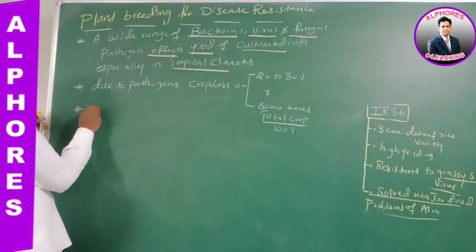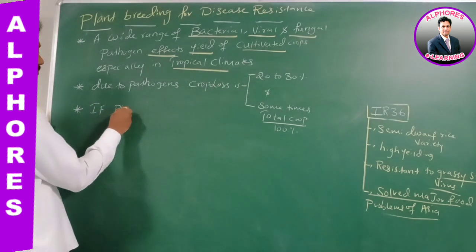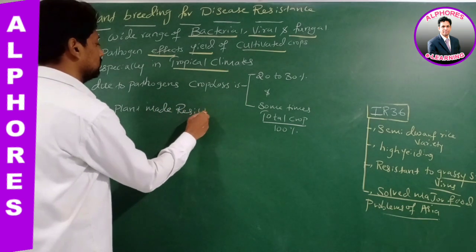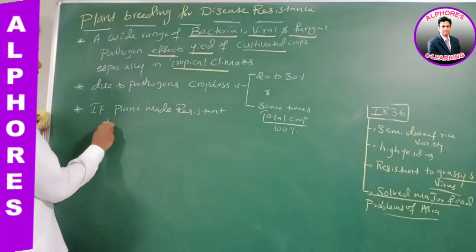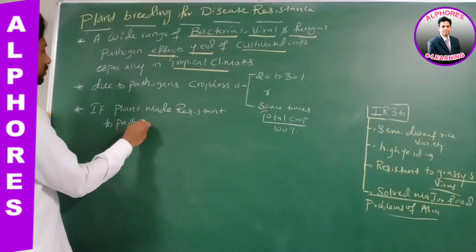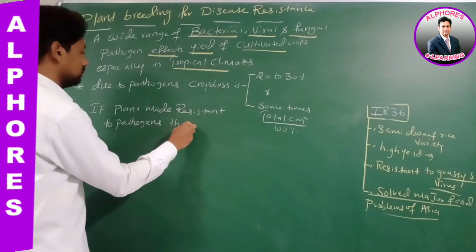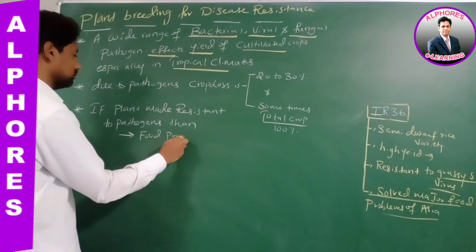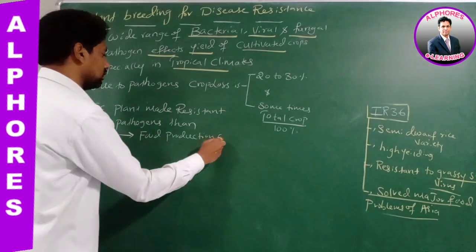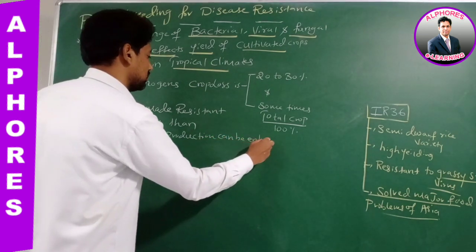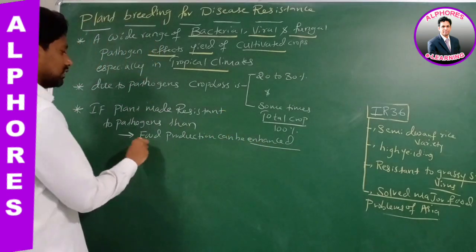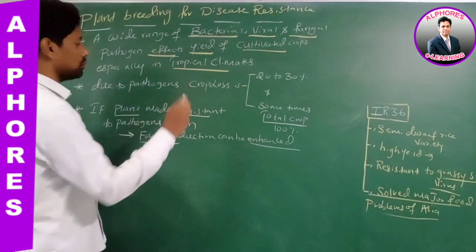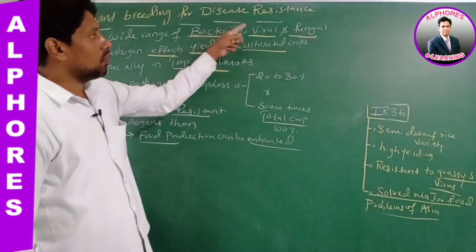Therefore, if a plant is made resistant to pathogens, then what happens? Number one, food production can be enhanced. I am saying that the plant is resistant to pathogens. What are the pathogens? Bacterial, viral and fungal.